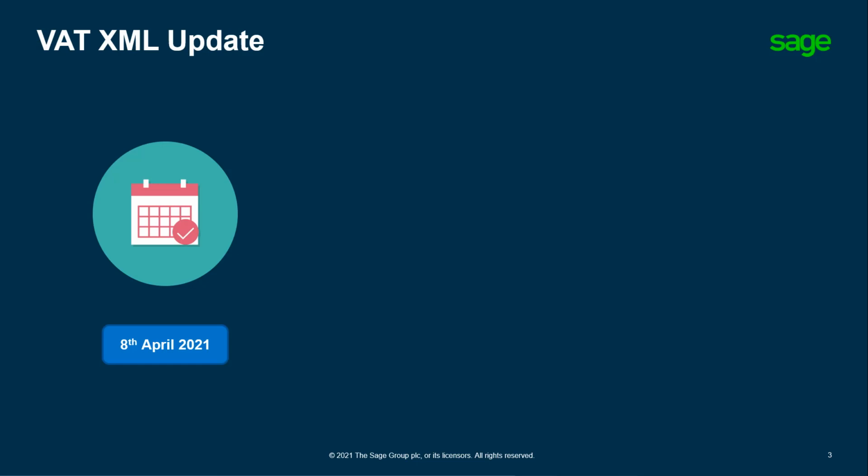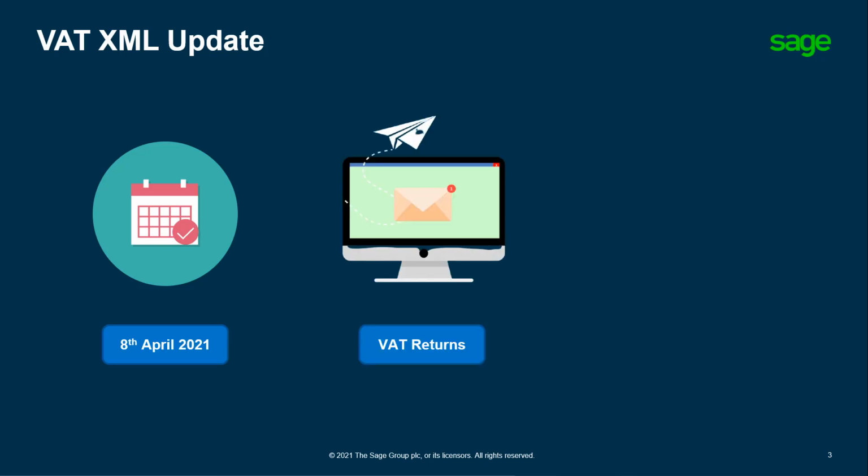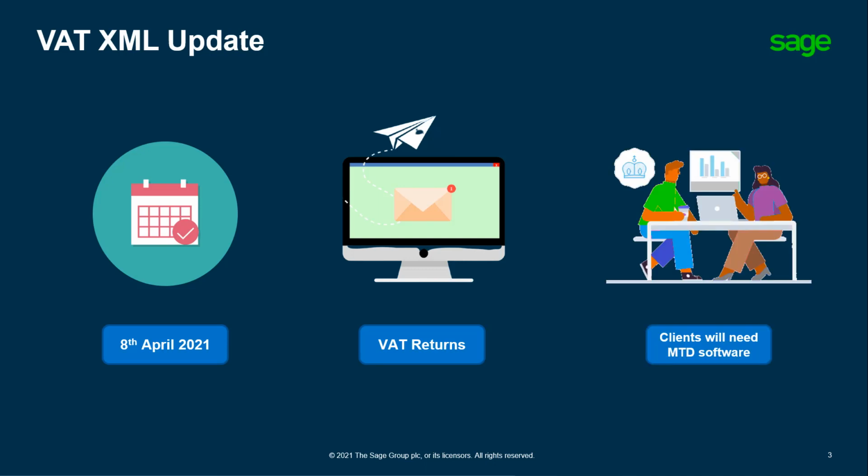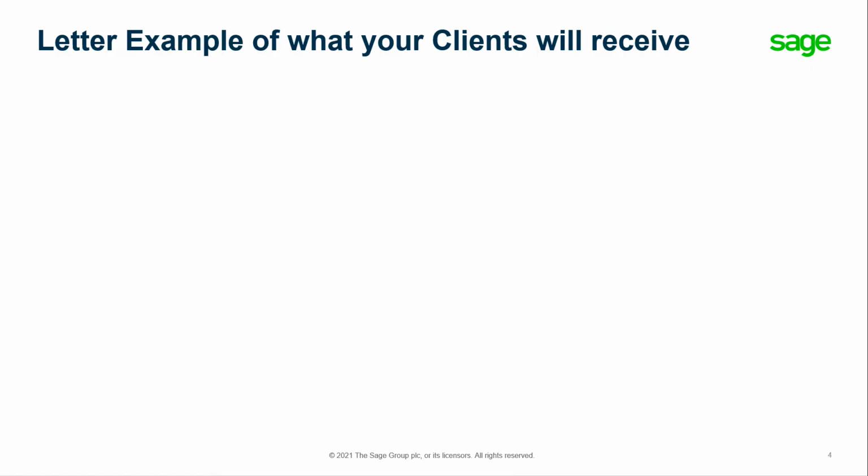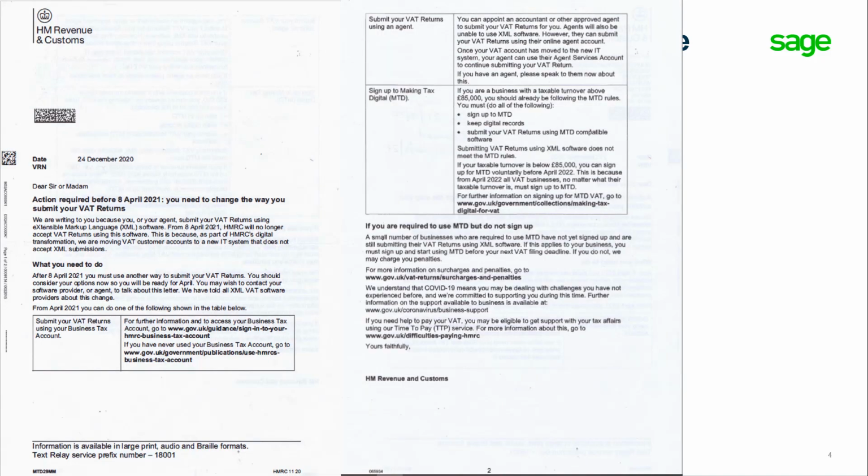From the 8th of April 2021, HMRC are closing the legacy technology known as VAT XML channel, which means that some customers and accountants will need to change the way they submit VAT returns. If accountants have clients that are VAT registered but are not yet signed up to MTD, they're likely to be impacted by these changes, especially if they're using bookkeeping software to submit their non-MTD VAT returns, as HMRC would no longer be supporting this from April. Here you can see an example letter that's gone out to your clients. It goes through the different options that they have and what is required to use MTD.